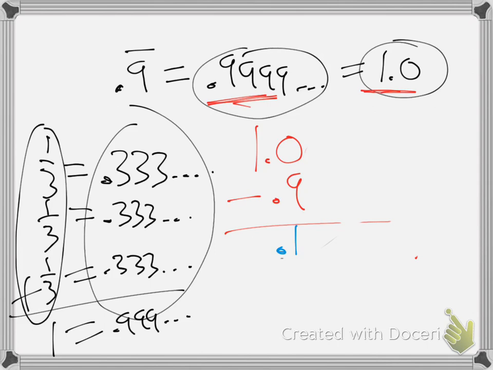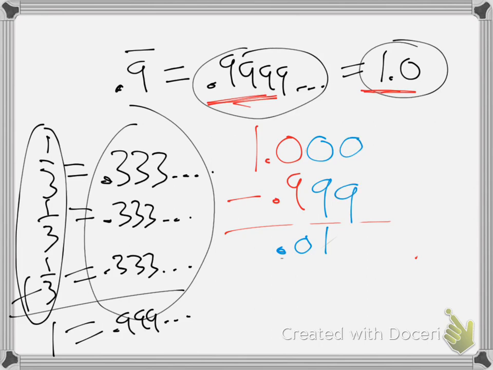It'd be 0.1. But there's not 1 9. The 9s go forever. Okay, what if there were 2 9s? What would the difference be? 0.01, right? $1 minus 99 cents is 1 cent, right? Okay, but there's not 2 9s. There's forever 9s.